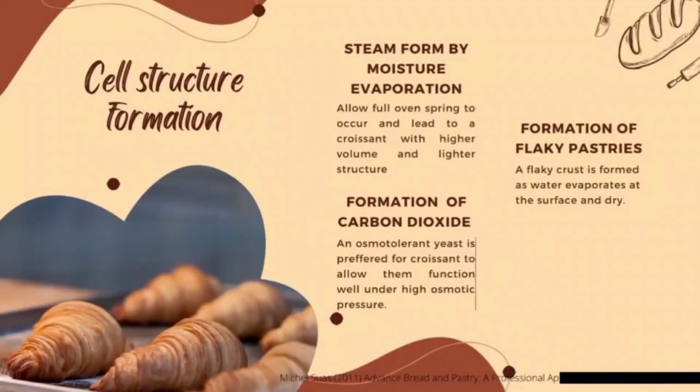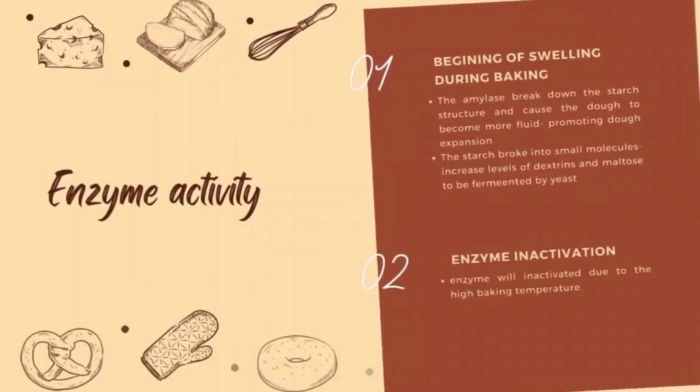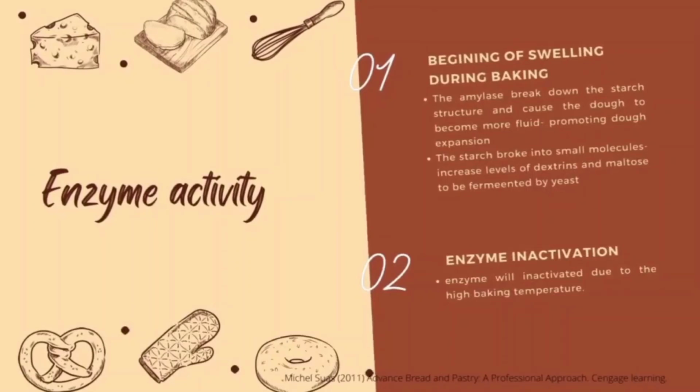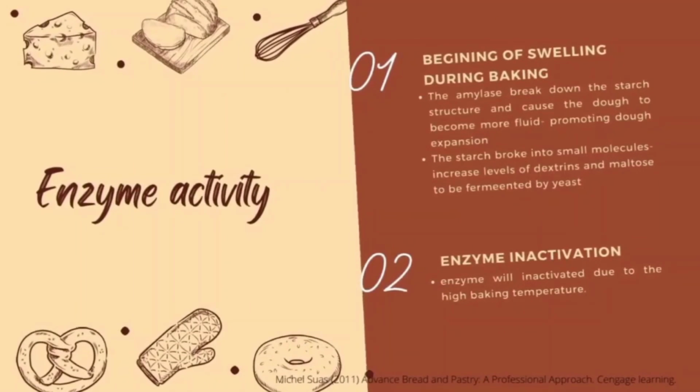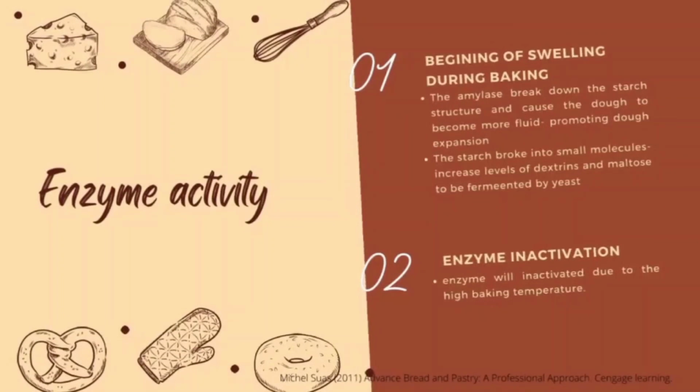Then, during cell structure formation, steam formed by evaporation allows full expansion to occur and leads to a croissant with higher volume and lighter structure. A flaky crust is formed as water evaporates at the surface and dries. There is also enzyme activity during the baking process. The amylase breaks down the starch structure and causes the dough to become more fluid, promoting dough extension. Then the enzyme will inactivate due to the high baking temperature.